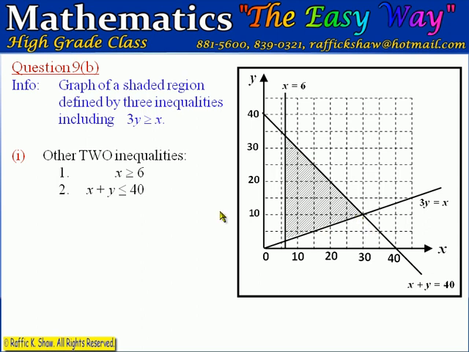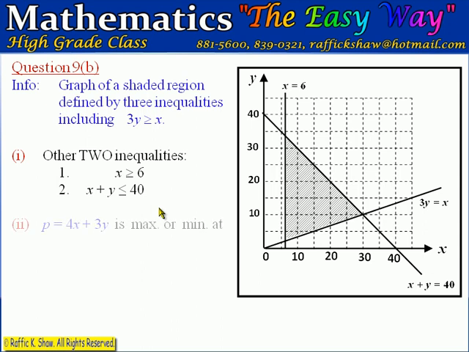And that's the answer for part 1 of question 9b. The 2 additional inequalities are x greater than or equal to 6, because the x equals 6 is an unbroken line and the shaded region is to the right where values of x are greater than 6, and x plus y less than or equal to 40. Equal because the line is unbroken and is therefore a part of the required region, and less than because the shaded region is below the line. And those are our two other inequalities.